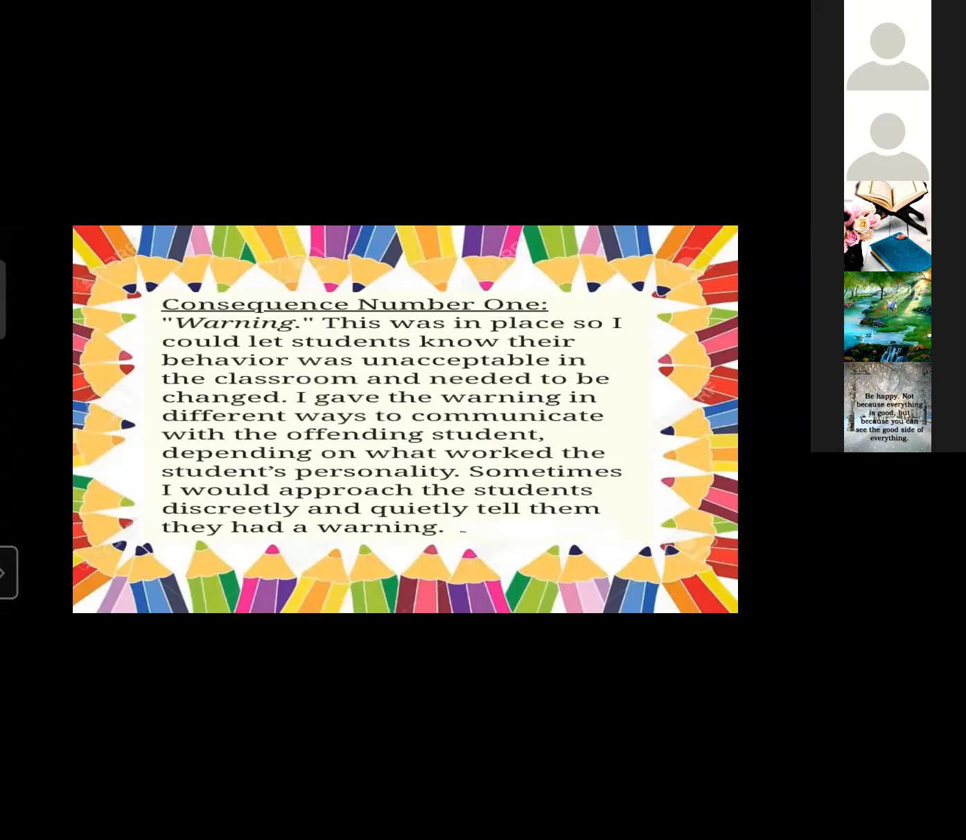Okay, so what is the consequence of number 1? Warning. So when we put the rules, we have to tell them, if you do this, you will be rewarded. And if you do this perfectly, you will be more and more rewarded and motivated. And maybe from time to time, we have to tell them there is one warning. This was in place so I could let students know their behavior was unacceptable.